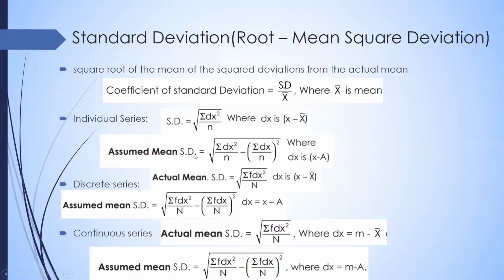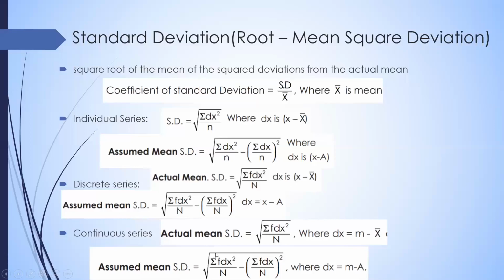When you are using an assumed mean, that is, you are taking the deviation about an assumed mean, then your standard deviation is calculated as the square root of sigma dx squared by n minus sigma dx by n, the whole squared. Okay, and when it comes to the discrete series, it will be the square root of sigma f into dx squared by n, when the dx value is taken as x minus x bar, where x bar is the actual mean. And sigma f dx squared by n minus sigma f dx by n, the whole squared, where the deviation is taken from an assumed mean.